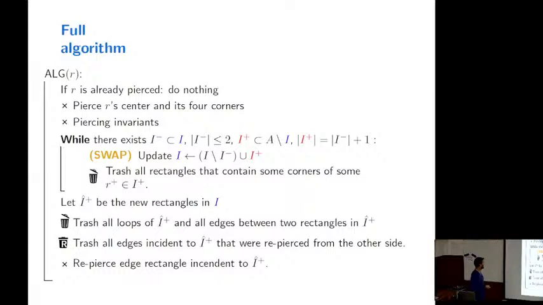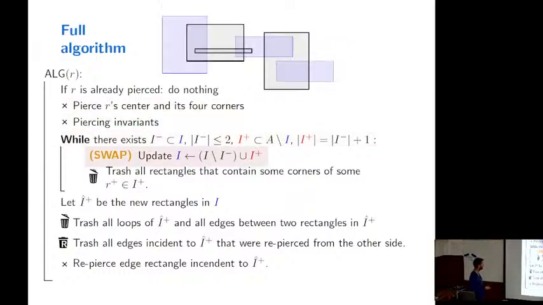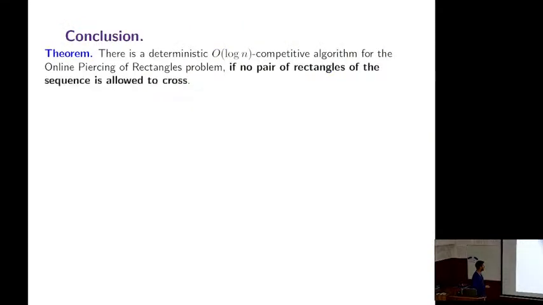So we have these two things. So here is the full algorithm. I don't think I have the time to detail everything again, but I would be happy to talk with you if you are interested. The conclusion is that we gave a log n competitive algorithm for online piercing of rectangles if no pair of rectangles of the sequence is allowed to cross.